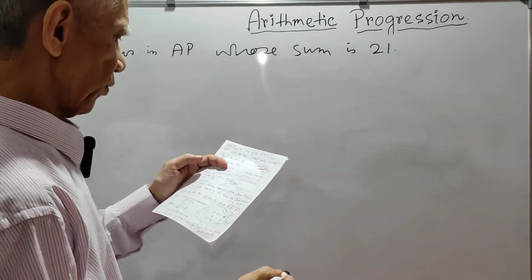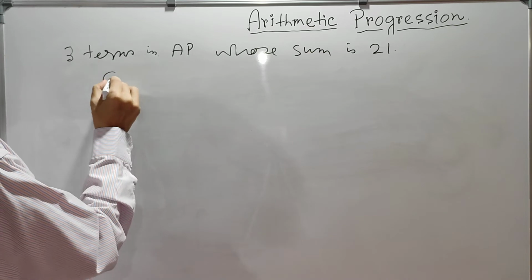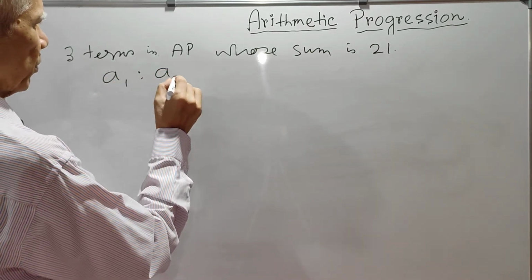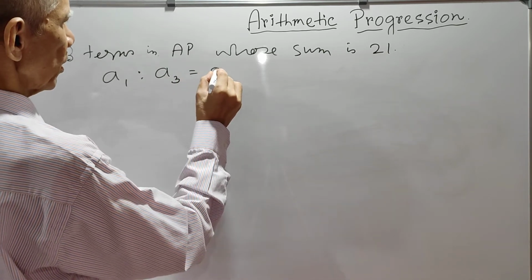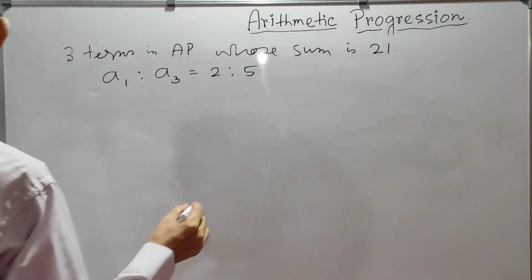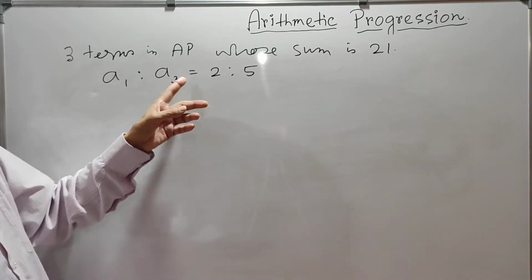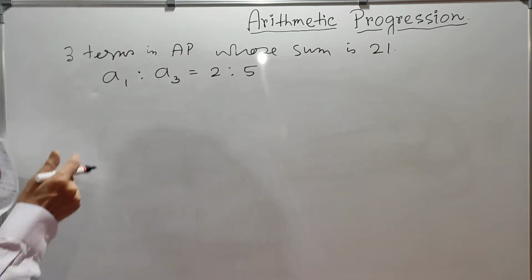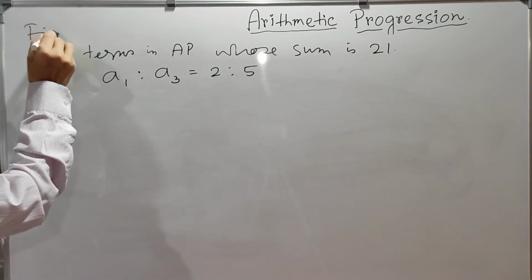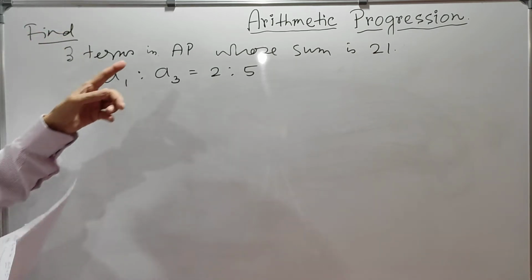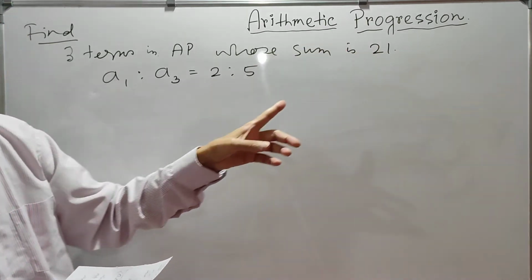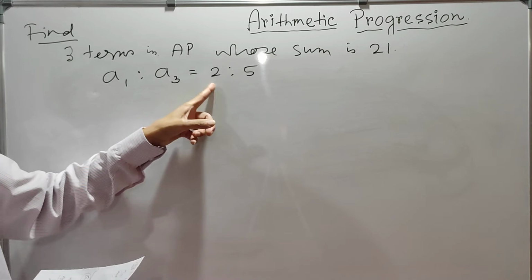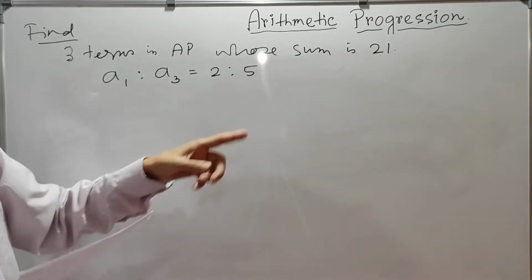And then the ratio of the first term to the third term is given as 2 by 5. So this is the question: you have to find three terms in AP whose sum is 21 and the ratio of first term to third term is equal to 2 is to 5.